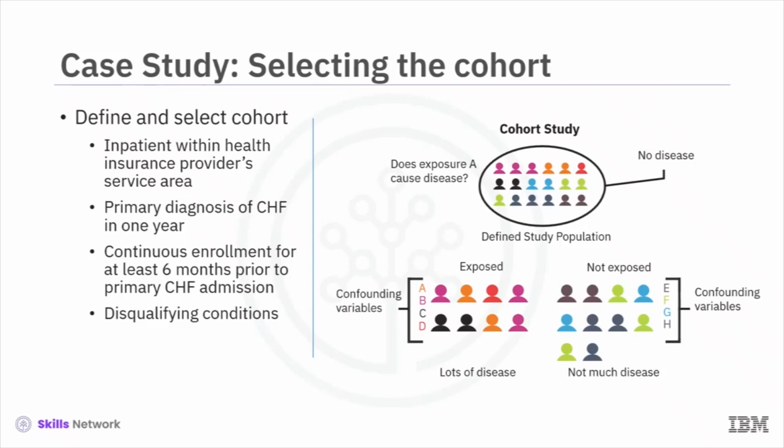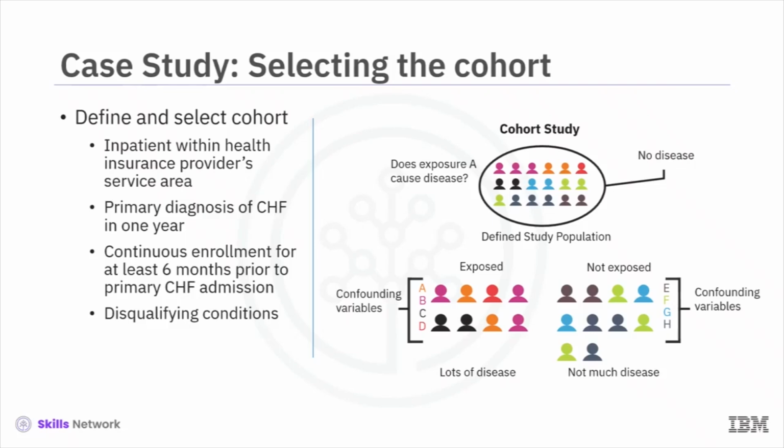First, a patient needed to be admitted as inpatient within the provider service area, so they'd have access to the necessary information. Second, they focused on patients with a primary diagnosis of congestive heart failure during 1 full year. Third, a patient must have had continuous enrollment for at least 6 months prior to the primary admission for congestive heart failure so that complete medical history could be compiled.